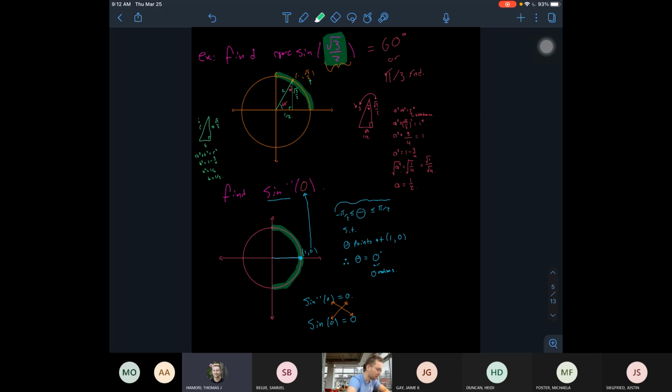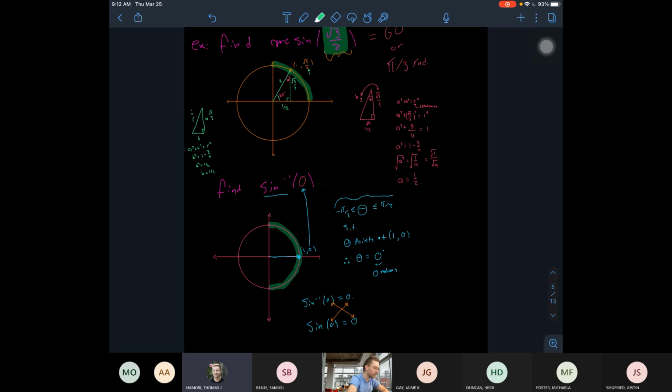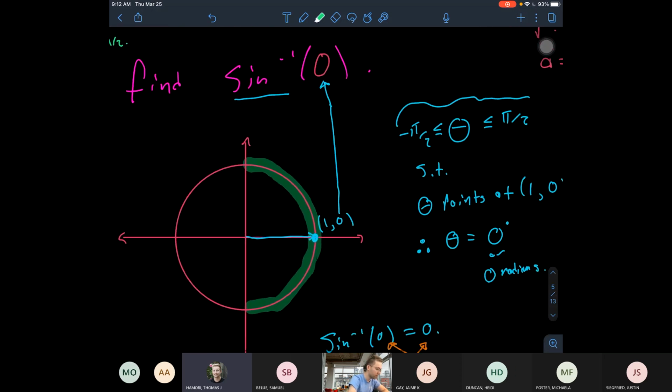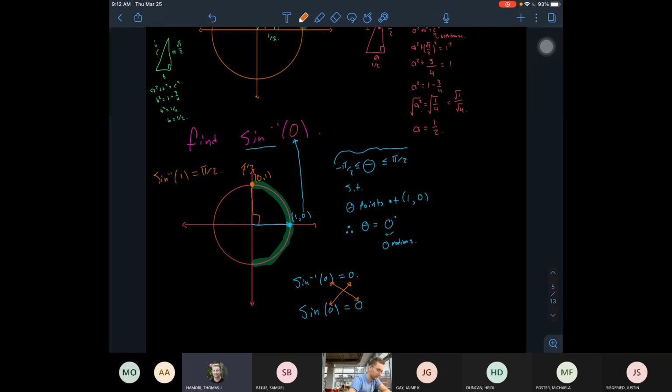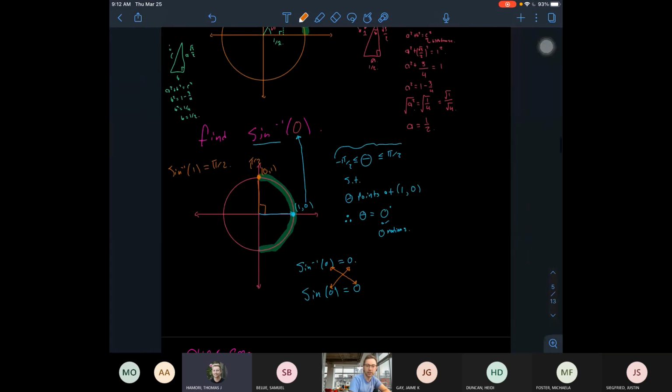Most of the time we do that using a triangle, but in some special cases, like sine inverse of 0, we're going to get 0. There's a couple other ones. Sine inverse of 1 is clearly going to be, well, what's the y value? It's 1. So that's the point right up here on top of the circle, 0, 1. And the angle theta which points in that direction is pi over 2. So this would be pi over 2, and so on and so forth. Okay, so this is sine inverse.